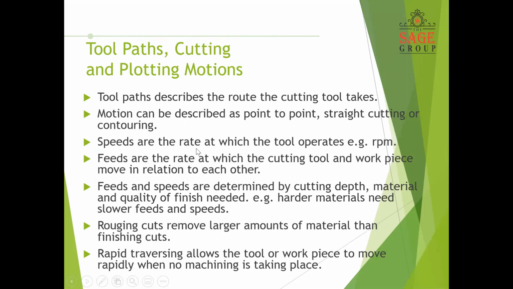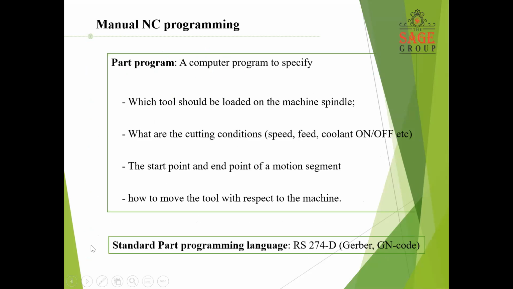अब इनकी कटिंग प्लॉटिंग करते हैं, स्पीड आपको देना पड़ेगा इसके अंदर आरपीएम में, और कटिंग टूल्स कैसे करेंगे. Then motion can be described as point to point, straight cutting and contouring. Feed and speeds are determined by cutting depth, material and quality of finish needed. Harder materials need slower feeds and speeds. Roughing cuts move larger amounts of material than finishing cuts. Rapid traversing is required. So these are things जो कि आपको टूल्स के अंदर देखना पड़ते हैं आपको.